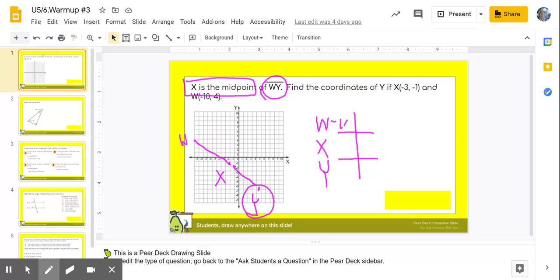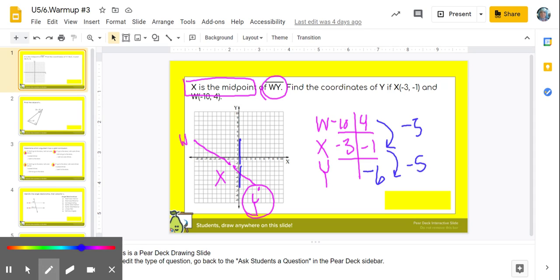W is (-10, 4), and x is (-3, -1). And I want to figure out how to go from 4 to -1. From 4 down to -1 is 5. And it's going down 5. So I want to go 5 more down to get to -6, right? So I'm just finding the rule and then applying the rule.